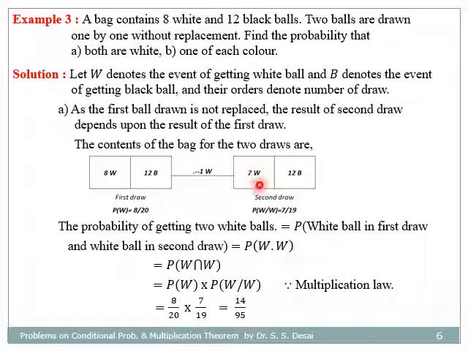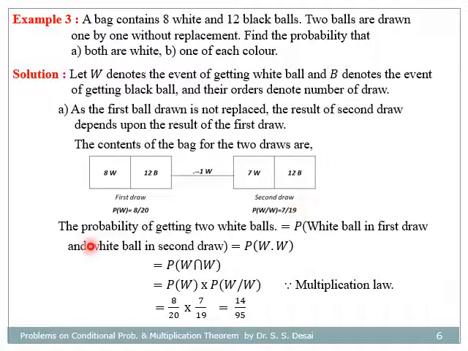So after having a white ball in the first draw, the situation for the second draw remains. There will be 7 white balls and 12 black balls. And so the probability of drawing a white ball from this situation is given by probability of W given W. That means the probability of getting a white ball when a white ball has been obtained in the first draw is equal to, as there are 7 plus 12, that is 19 balls, out of 19, 7 are white, and therefore the probability is 7 divided by 19.